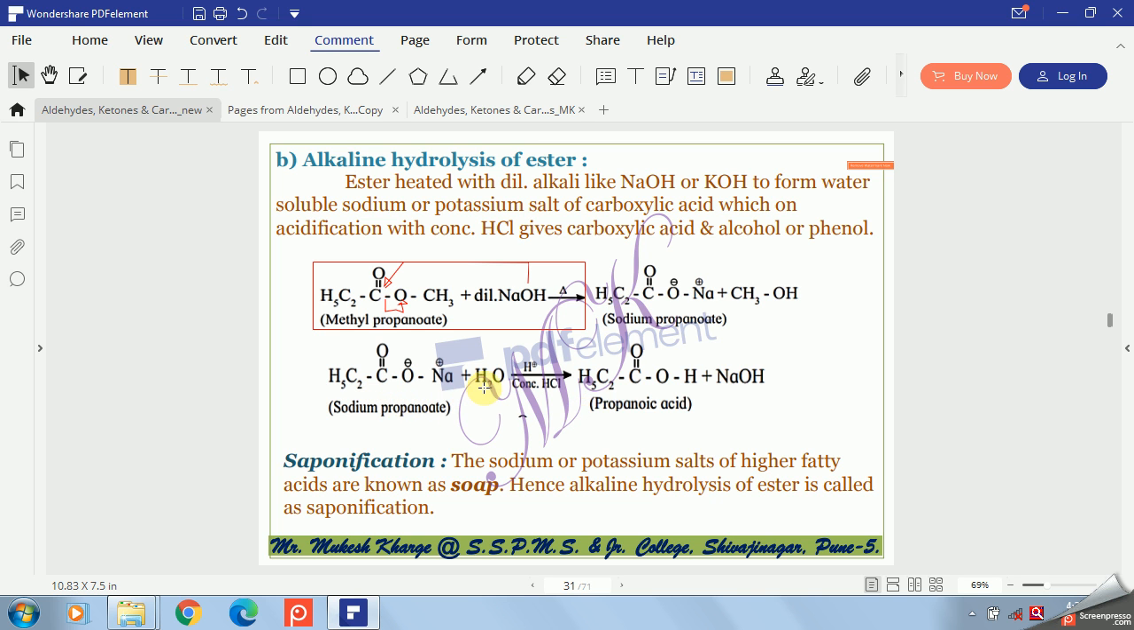And if we carry out the acid hydrolysis of that sodium salt of propanoic acid, or sodium propanoate, then what we get is O minus, which will take H, and we get C2H5COOH; Na reacts with OH gives NaOH. So we get propanoic acid and NaOH. The sodium or potassium salt of a higher fatty acid is known as soap. Hence the alkaline hydrolysis of ester is also known as saponification, formation of soap.